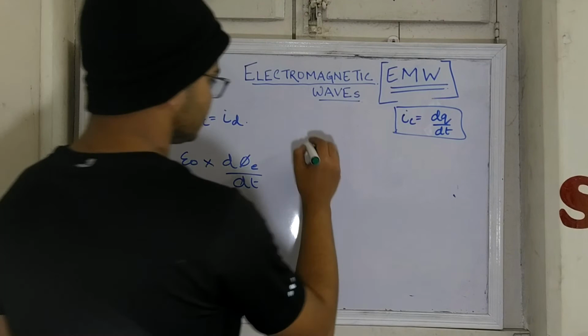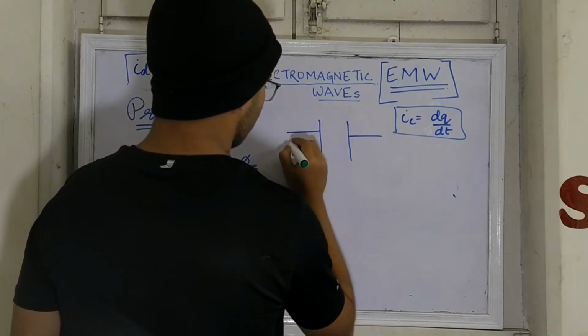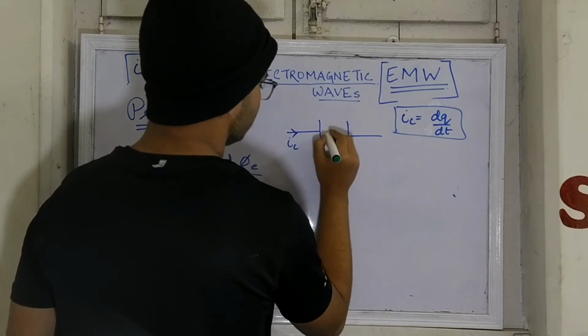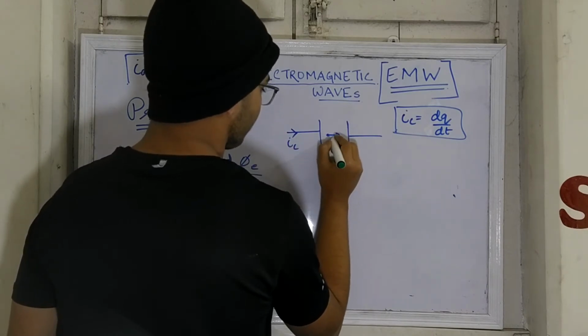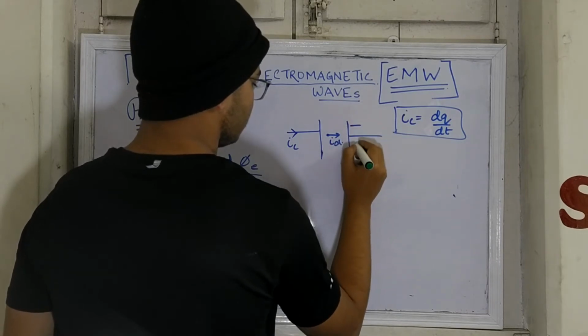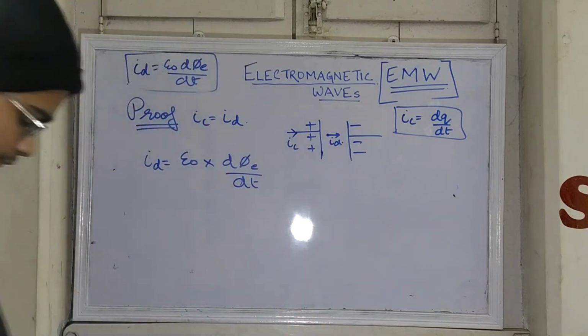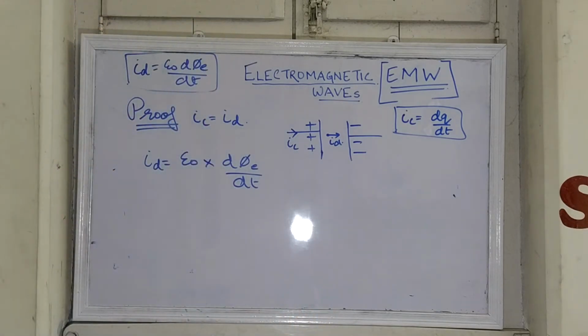I draw two plates of a capacitor. This is my IC, this is ID. Negative, negative, negative, positive, positive, positive. The plates of this capacitor are charging gradually. Now this phi E.